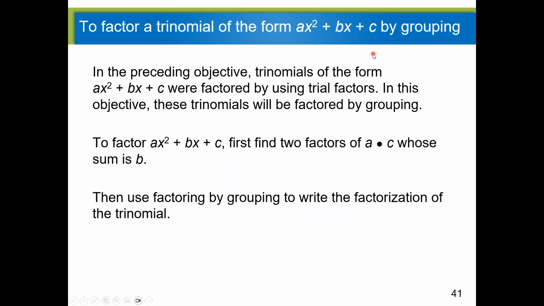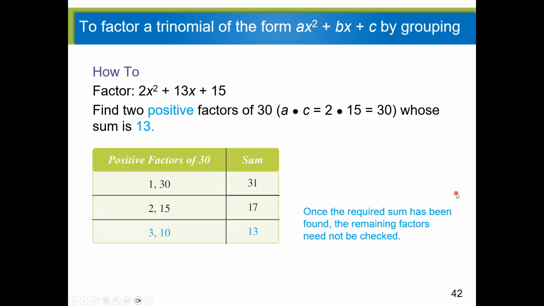Here we have grouping form. Again, I'm giving you multiple different tools to solve this. I kind of like the brute force method that we showed before. Grouping, however, is very good as well. Essentially, it's a reorganization of what we just said. To factor the form ax squared plus bx plus c, first find two factors of ac whose sum is b. Then use factoring by grouping to write the factorization of the trinomial.